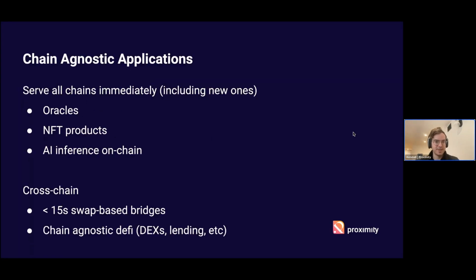So to give a couple more specifics on this chain-agnostic application case, I think that an oracle is a really easy example to conceptualize.